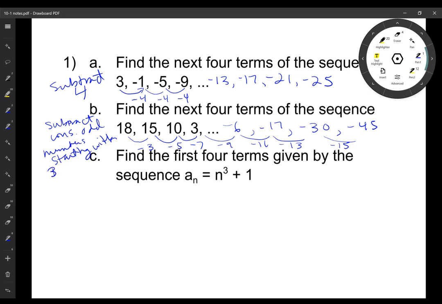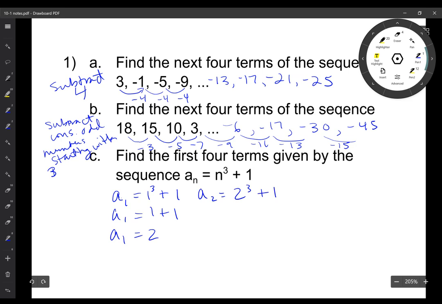So now they're giving us an actual formula, an explicit formula, and they're saying find the first 4 terms. So a sub 1, I'll get by putting a 1 in. So that's 1 to the 3rd power plus 1. 1 plus 1, a sub 1 equals 2. A sub 2 is going to be 2 cubed plus 1. 8 plus 1, which is 9. A sub 3 is 3 cubed plus 1. Let's see. 27 plus 1 is 28.